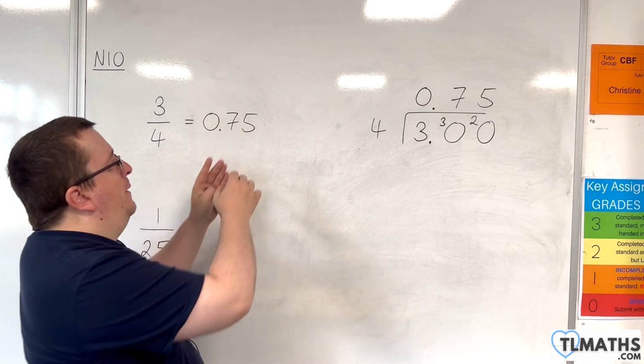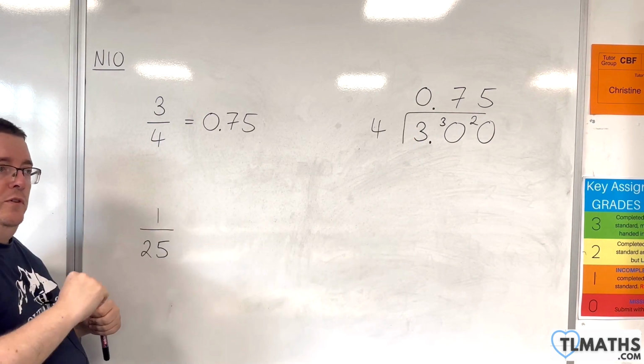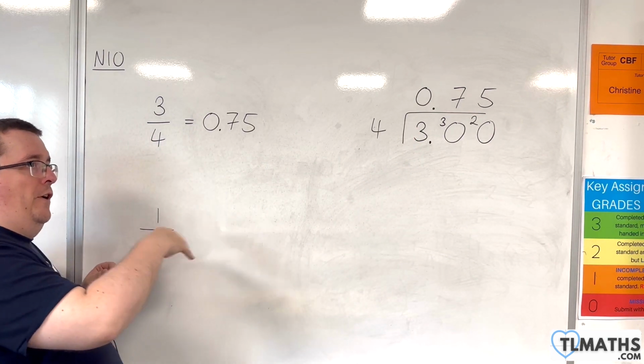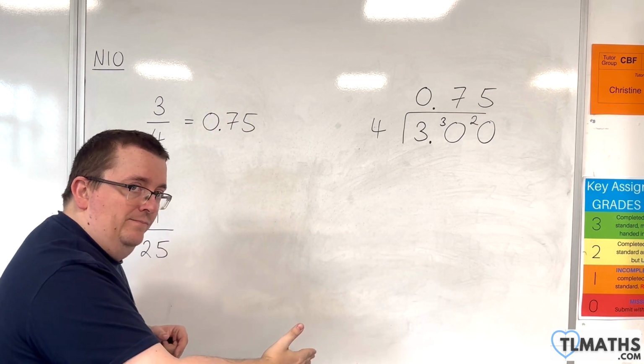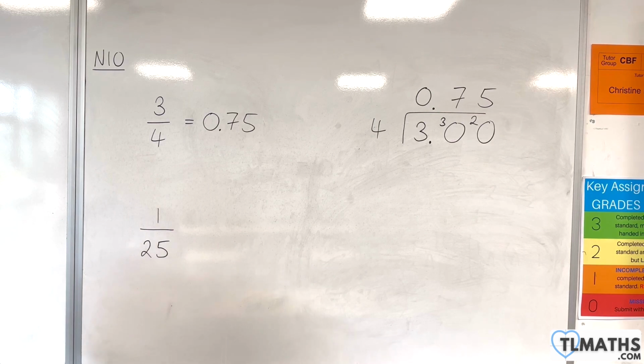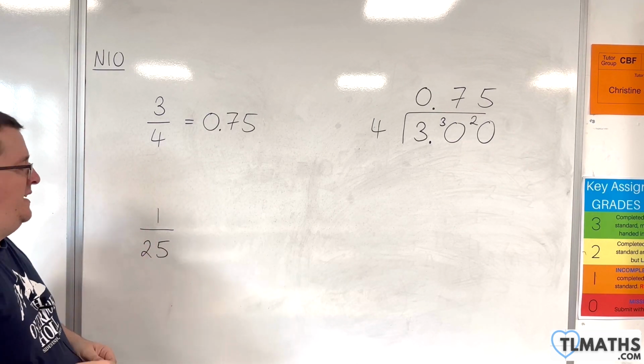If it just kept on going 0.75, 1, 1, 1, 1, 1, 1, 1, 1, forever, that's a recurring decimal. But if it was 0.75, 1, 1, 1, 1, 1, then it terminates there. Okay? So that's what we mean by a terminating as opposed to a recurring decimal.